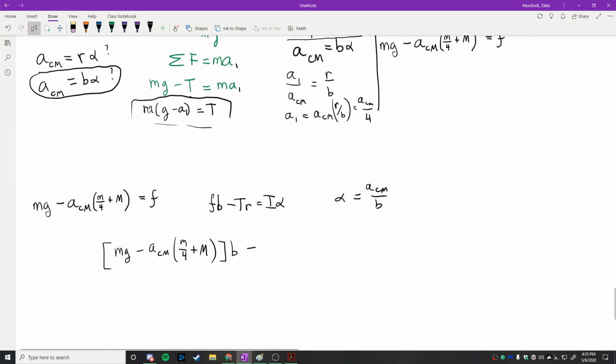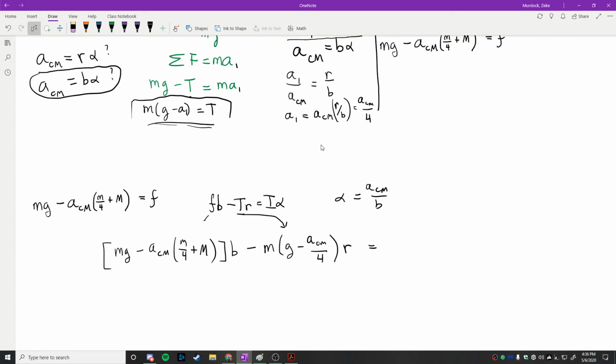So the tension T is m times g minus A1, which was ACM over 4 right here. That's that equation there. So this is ACM over 4. I'm basically replacing T now with that equation there, times R. Okay, so I've replaced F here, and I've replaced T right there. Hope you guys can see that.